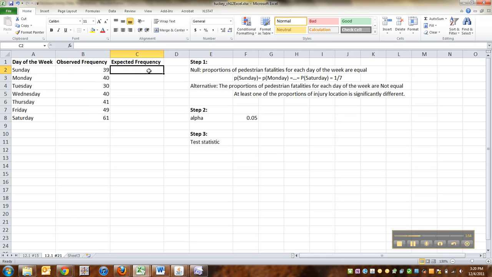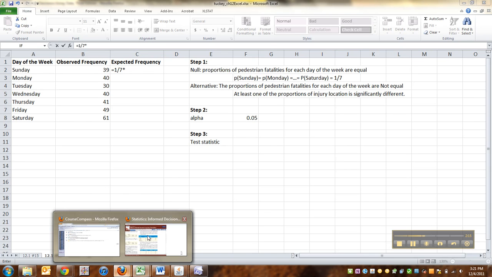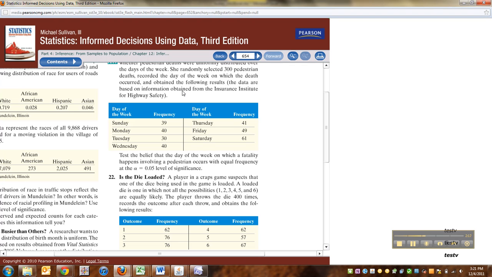Now what's the expected? Now in the last problem, they had given us a percentage, and so we had to just multiply each percentage times the total. Here they didn't give you a percentage, but you kind of know what it has to be. It has to be 1/7, because if every day of the week is equally likely, then that's 1 out of 7. And you'd multiply it by how much? Well, she said in the problem that she went and looked at 300. Right? It says look at 300.